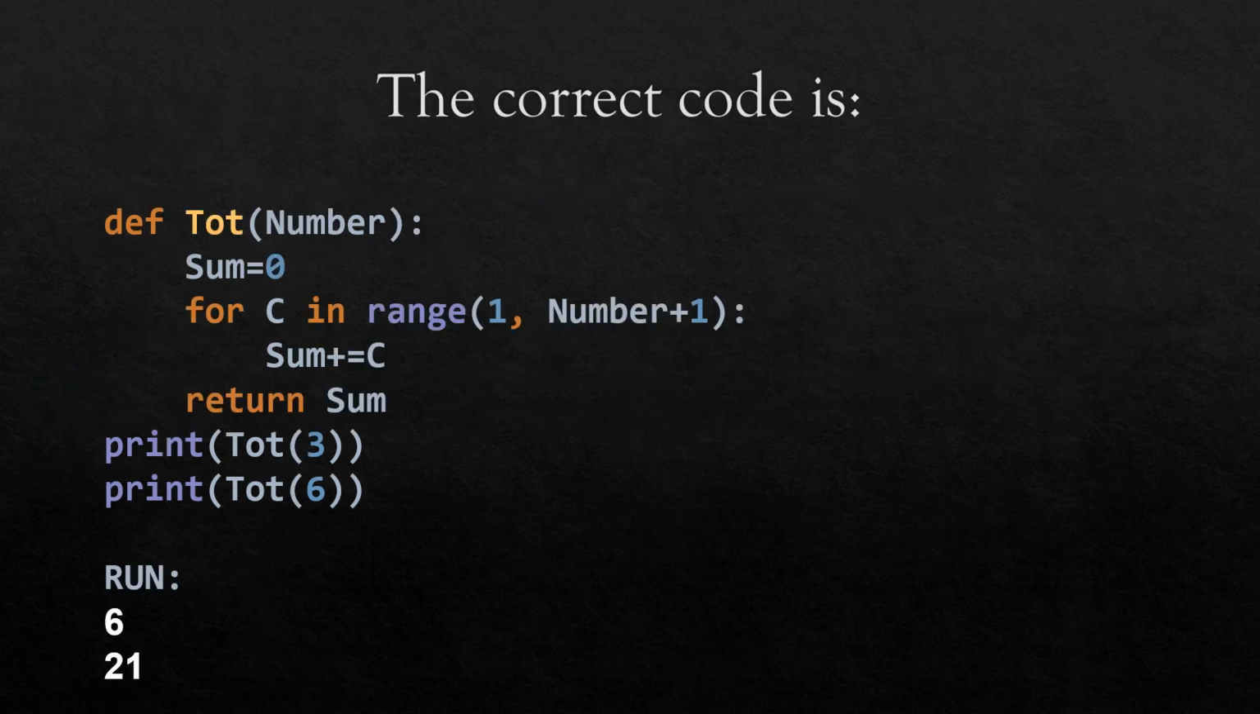The correct code is like this. Def total will be associated with a colon, and range keyword should be in lowercase. Return keyword should also be in lowercase. And while calling the function, the argument should be given within parentheses instead of square brackets. And the output is like this, 6 and 21.